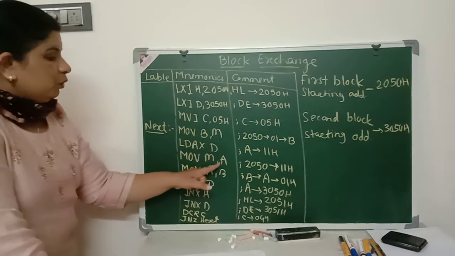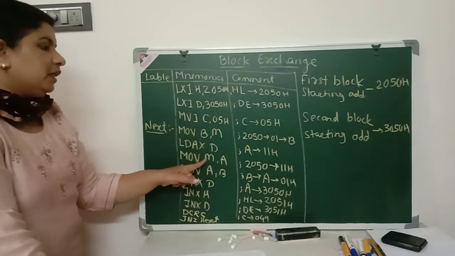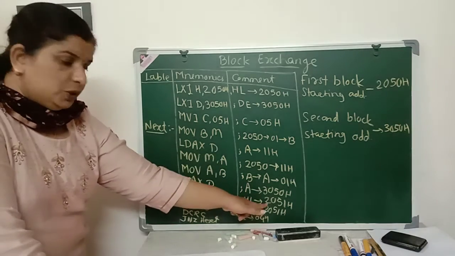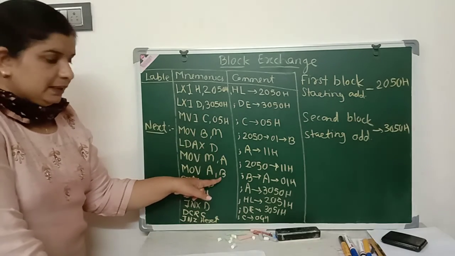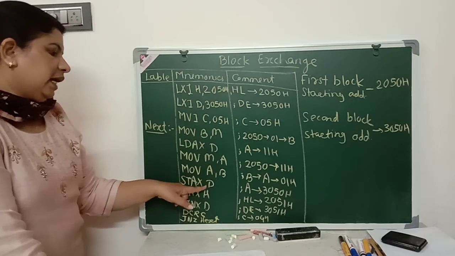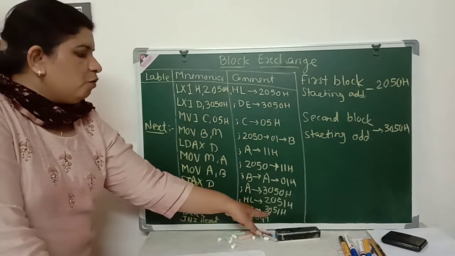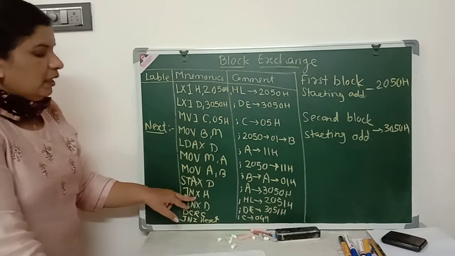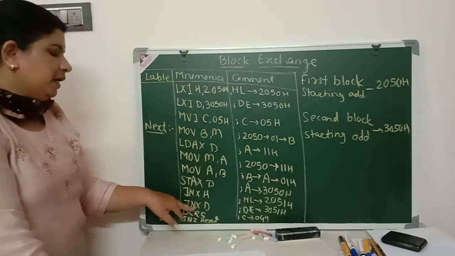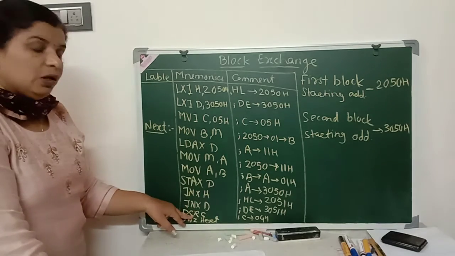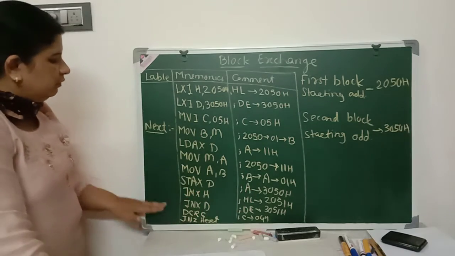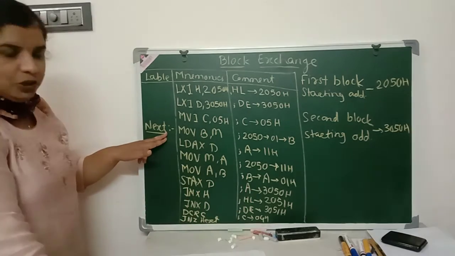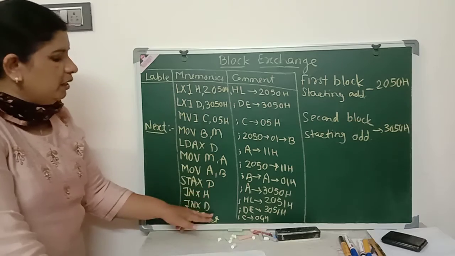Then what are we going to do? Just copy that data to the memory location 2051. And similarly take the data which has been temporarily stored in accumulator and then store it to 3051. Okay. Again increment HL pair, increment DE pair, again decrement the counter. Now in the second case it will become 3. So still it has not become 0, so it will jump to the next, and again this process will be repeated.